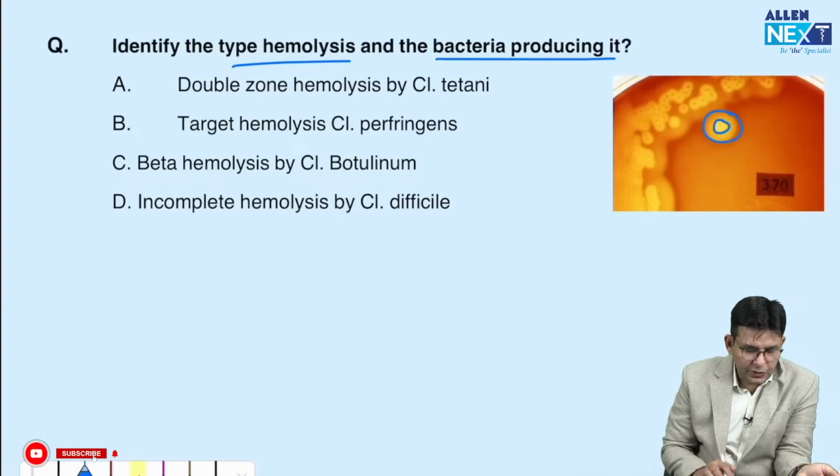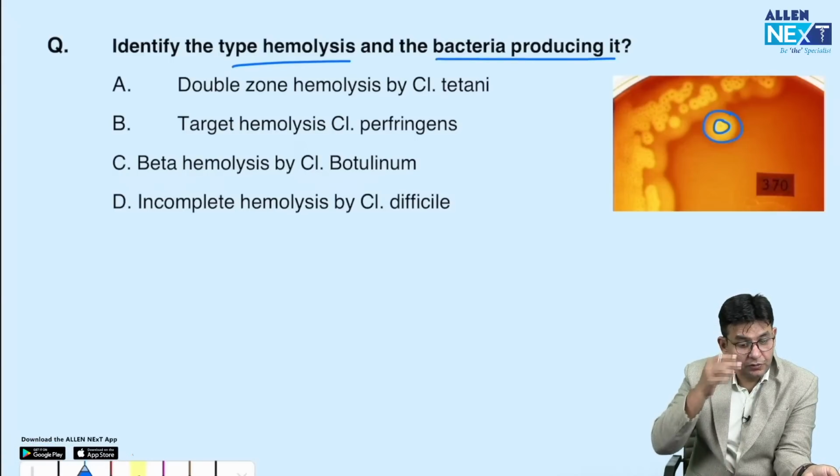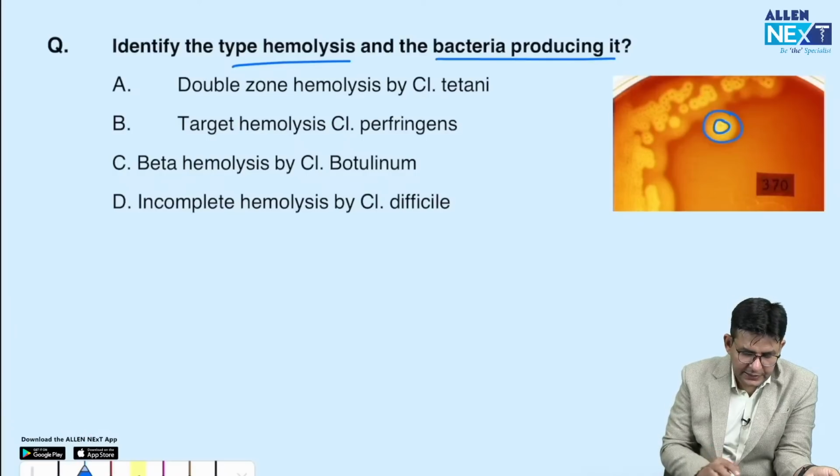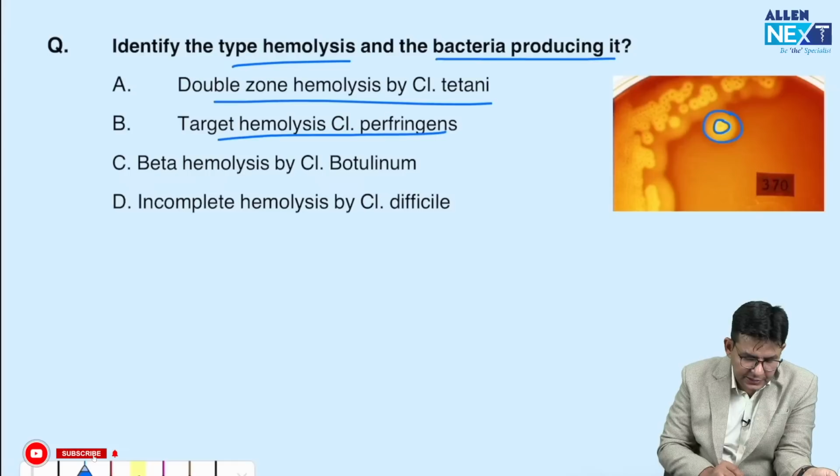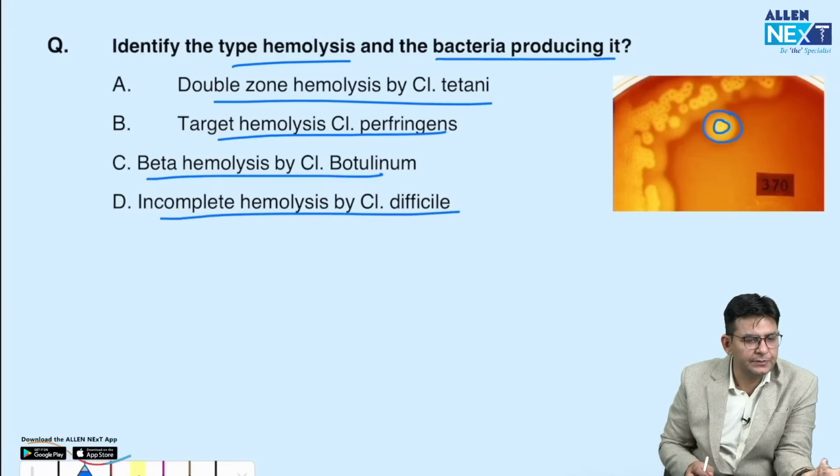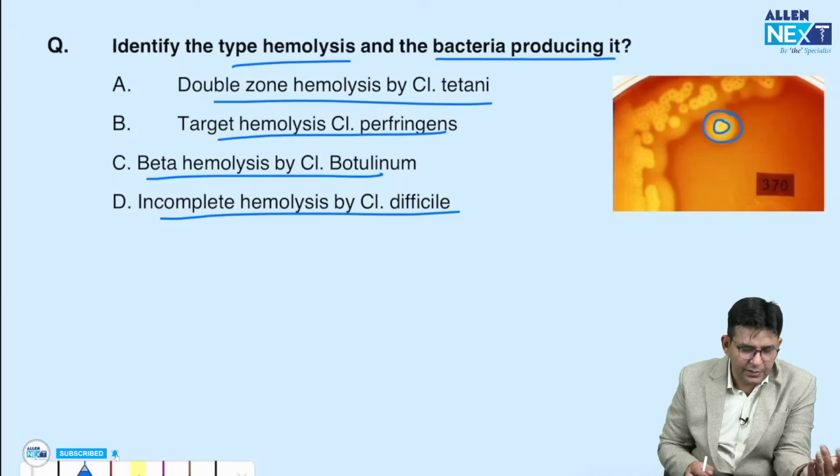Okay, so tell me this particular one. Double zone of what, Preeti? Is it double zone hemolysis by Clostridium tetani? Is it target hemolysis of Clostridium perfringens? Is it beta hemolysis of Clostridium botulinum and incomplete hemolysis by Clostridium difficile? Yes, tell me fast. Double zone is fine. The answer is what? A, B, C, D. Preeti has told A and the answer is wrong.